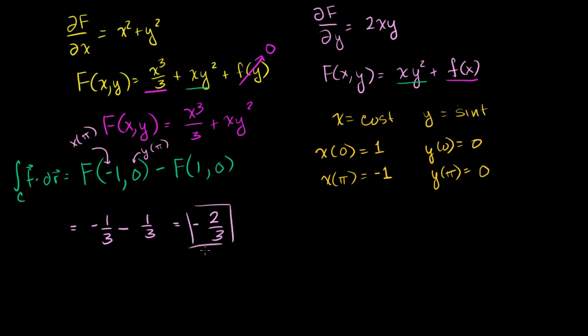And we're done. Once again, because this is a conservative vector field and it's path independent, we really didn't have to mess with the cosines of t's and sines of t's when we actually took our antiderivative. We just had to find the potential function and evaluate it at the two endpoints to get the answer of our line integral, minus 2/3.